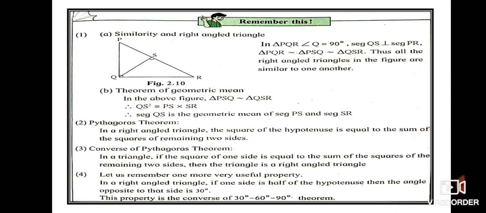Now one important thing about the 30, 60, 90 degree. What did we say? If the triangle is a 30, 60, 90 triangle, then the side opposite 30 degree is half the hypotenuse. Now here it is like the inverse. Here you can say that in a right angle triangle, if one side is half of the hypotenuse, then the angle opposite to that side is 30 degree. So this is also a converse of the 30, 60, 90 triangle. Okay, so we have learned this part over here.